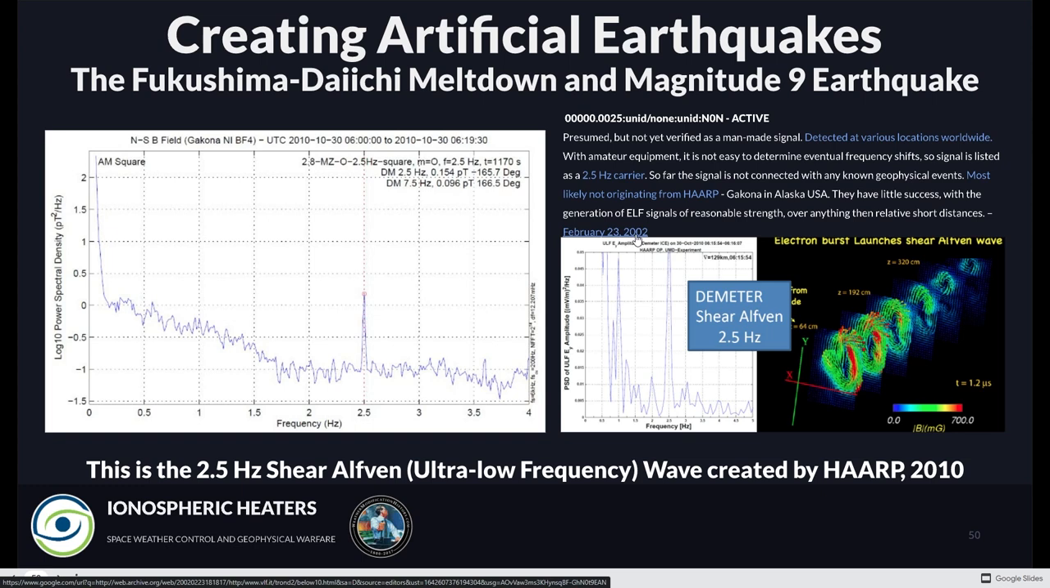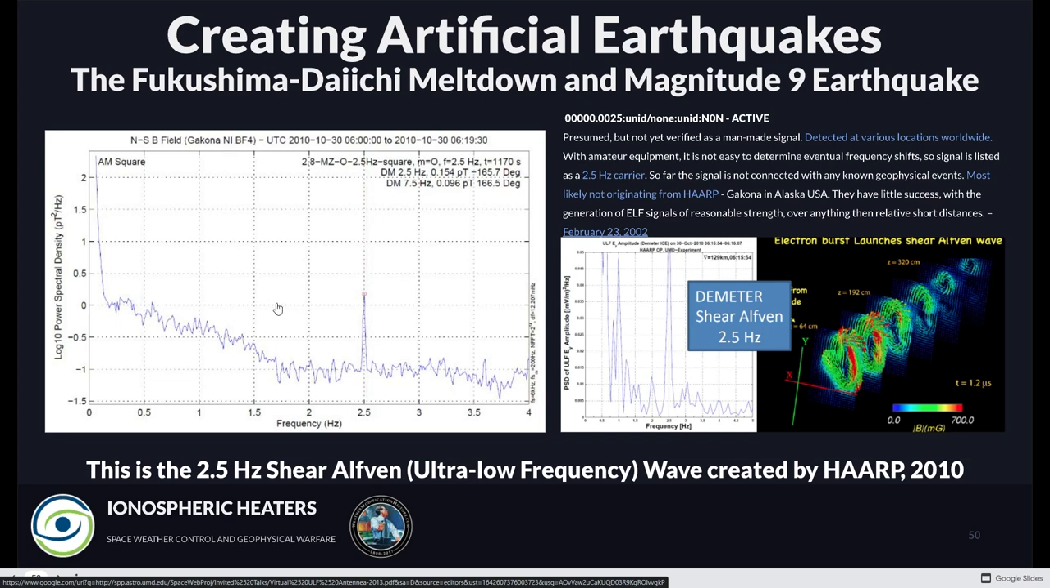And when I look at these two charts here, these are from the Demeter satellite. So the Demeter satellite is a satellite that detects very low frequency, ultra low frequency signals. And as you can see here, these are signals created by the HAARP facility.